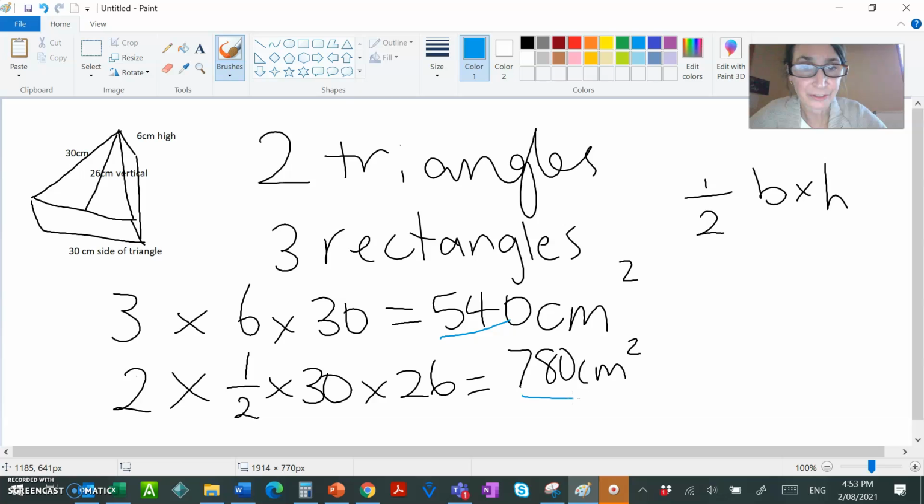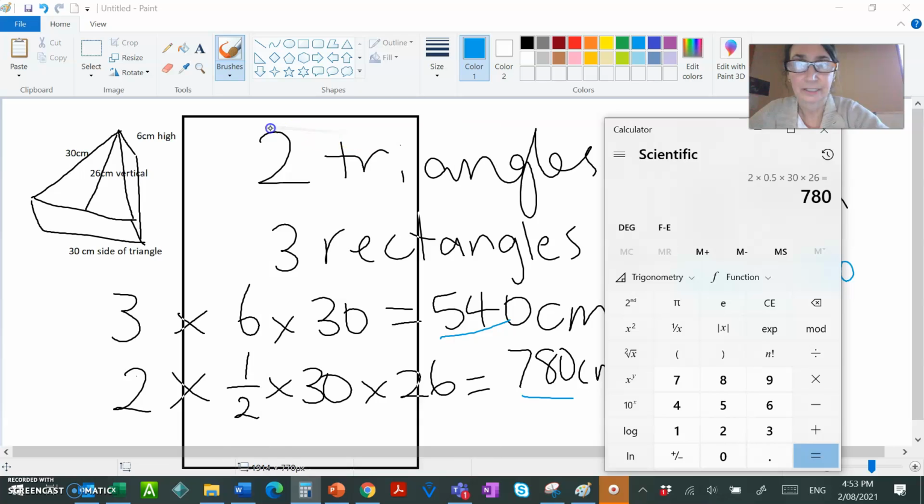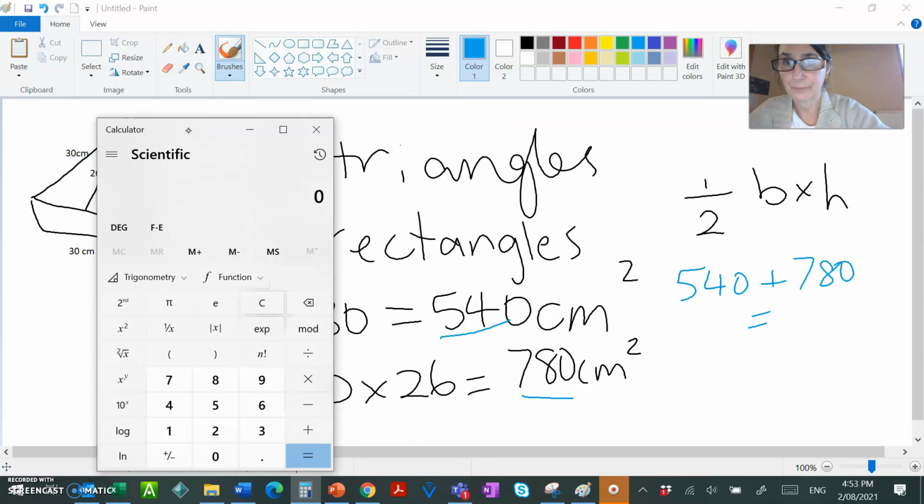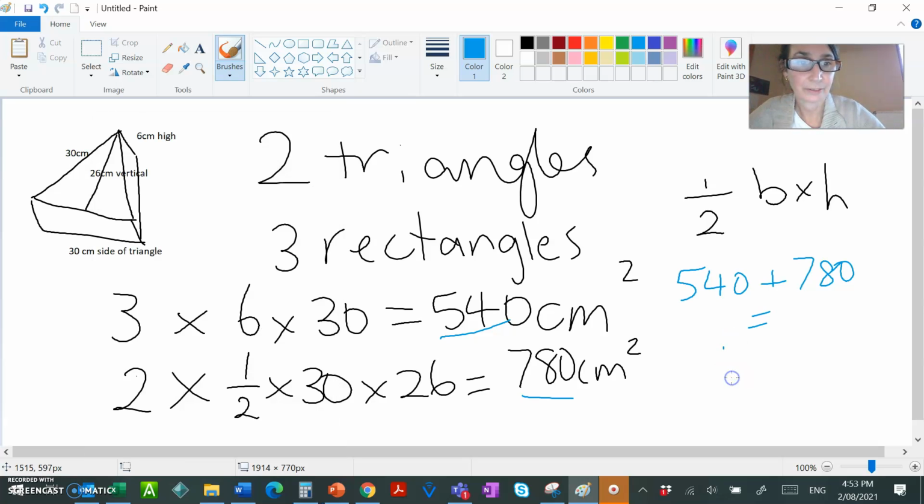So in order to find the total, we just need to add those two numbers together. And we'll grab the calculator and we'll figure that out again. 780 plus 540 gives us 1320. Remember that it's in centimeters squared.